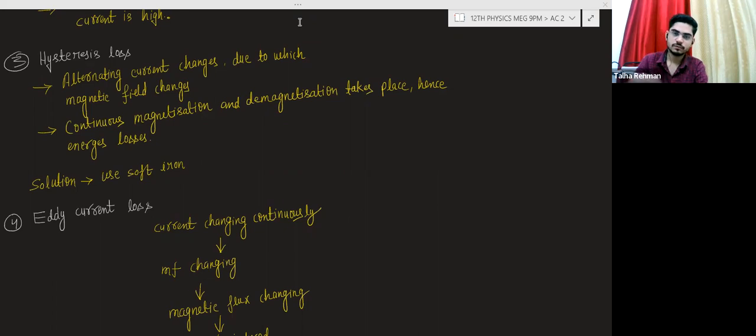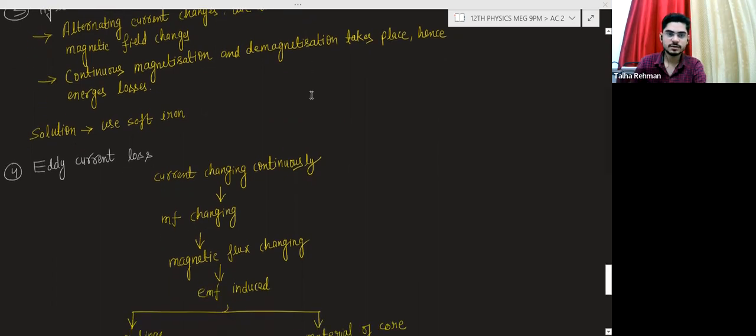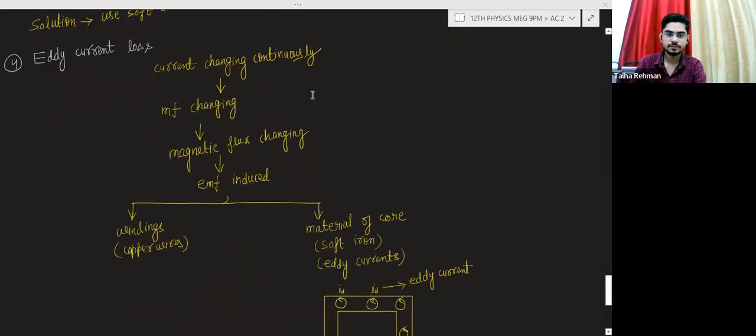Okay. Completed now? So here these are circular types of currents generated. These are induced, you can say. So these currents are known as the eddy currents. Eddy currents has been removed from your syllabus, so that is why I am not telling this in detail.